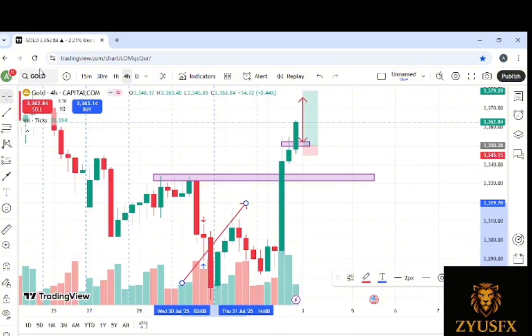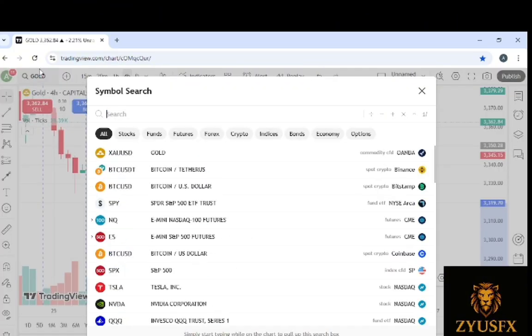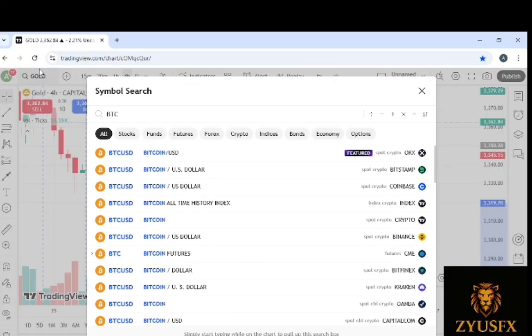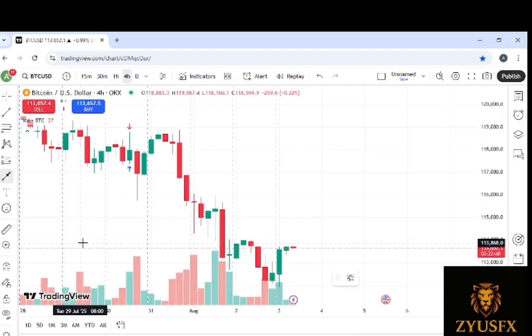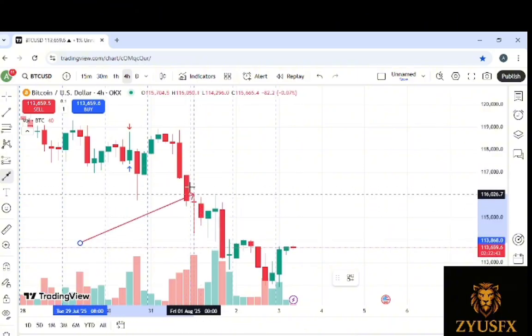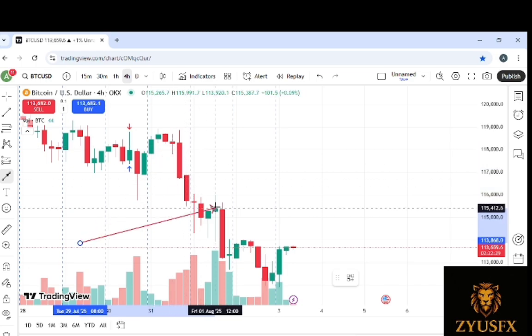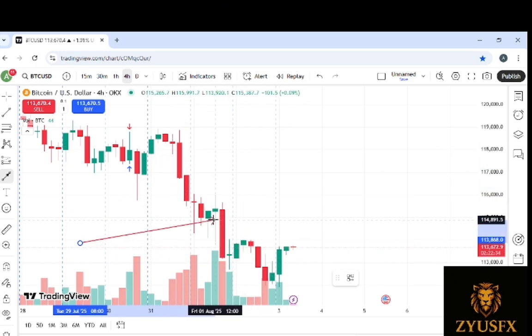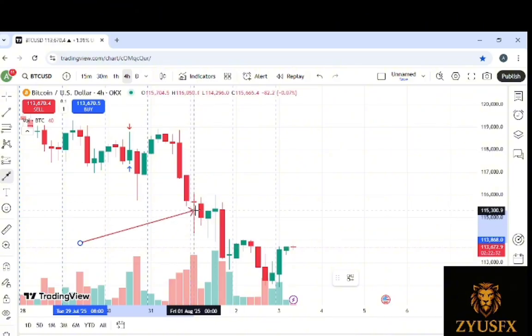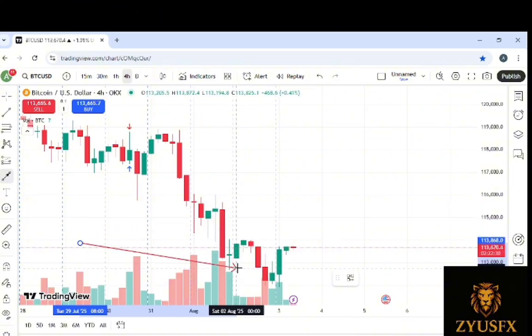So let's move on to the next pair, which will be Bitcoin USD. So we are currently on Bitcoin USD, and as you can see, the overall trend from the 4-hour perspective is down. Price is making lower low and lower highs, lower low, lower highs. So the trend is down. We are only looking for selling opportunity on Bitcoin USD.